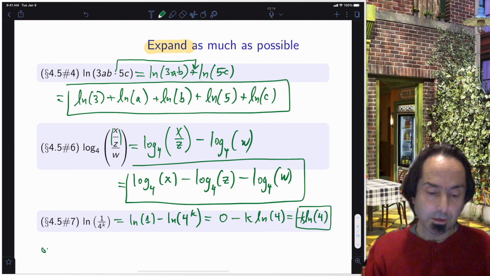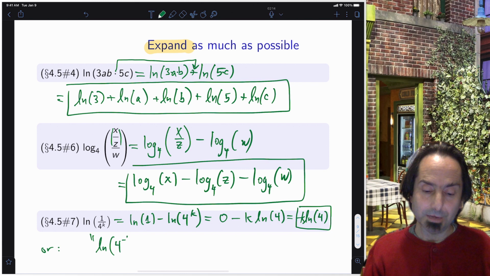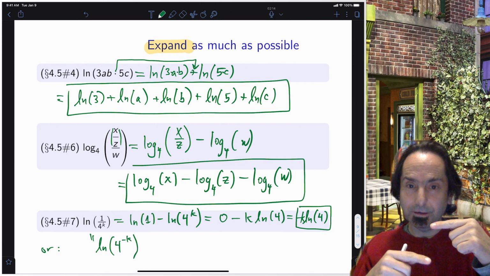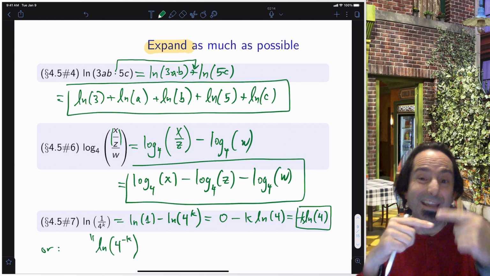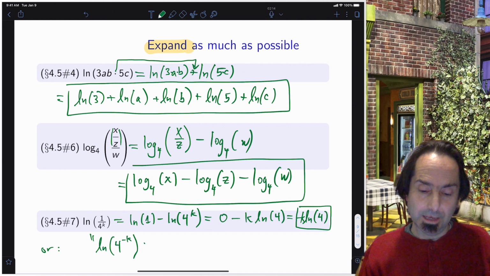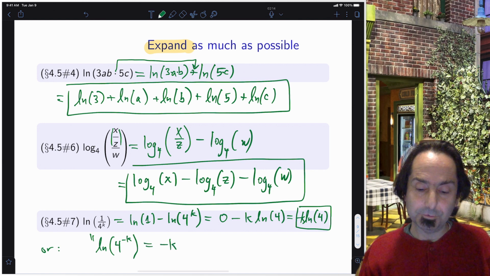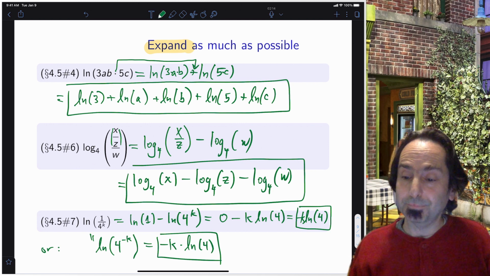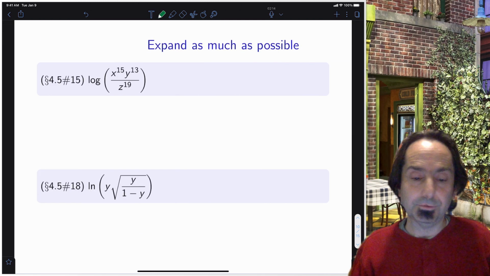But another way is we could write this as the natural log of 4 to the negative k. Because if you have it on the bottom, it's a negative exponent. And we can just pop that negative exponent out times natural log of 4, and we get the same answer, just a slightly different way of doing that. Okay, next slide. More expansion.